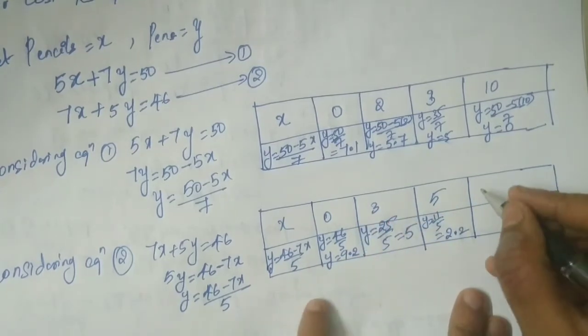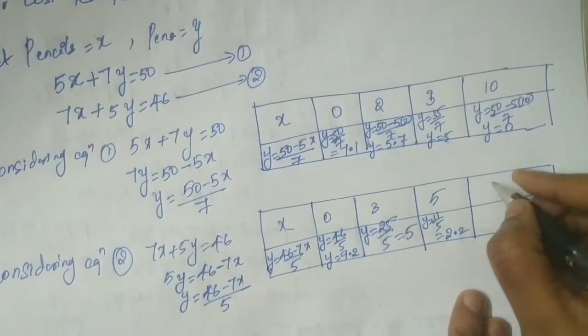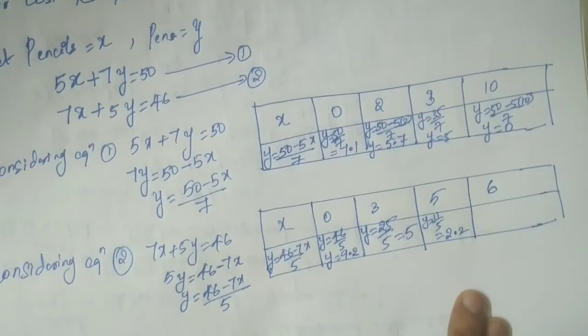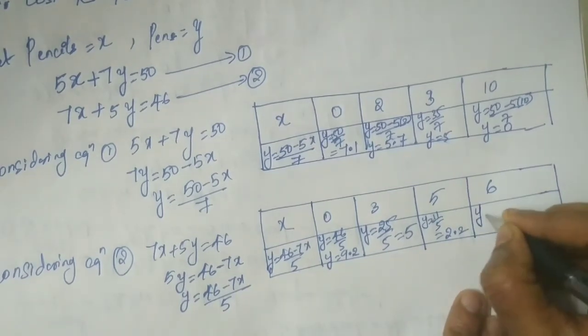Okay. Now I have taken x equal to 6. So y is equal to (46 minus 7 into 6) divided by 5. 46 minus 42, we get 4 by 5. Simplify it. y is equal to 4 by 5. It is 0.8.